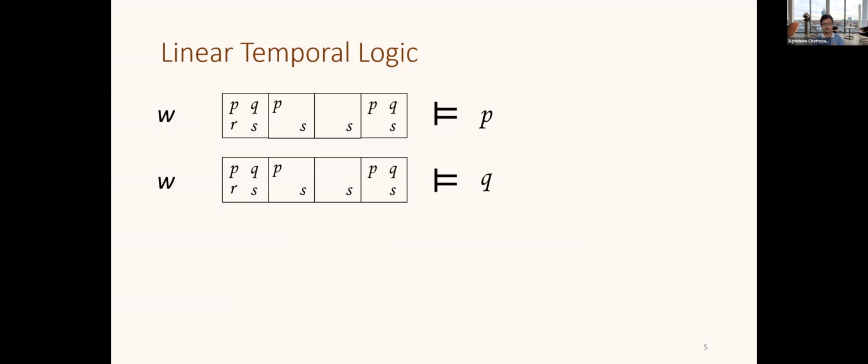The simplest formulas here are the atomic propositions. They are interpreted over the traces, and for example, we say that the trace W satisfies P because in the latest event of W, P is true. Similarly, we also say that W satisfies Q. We have Boolean connectives like and, or, which are interpreted in the usual way.